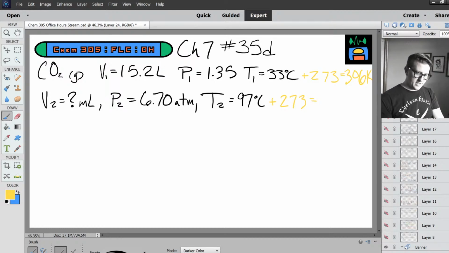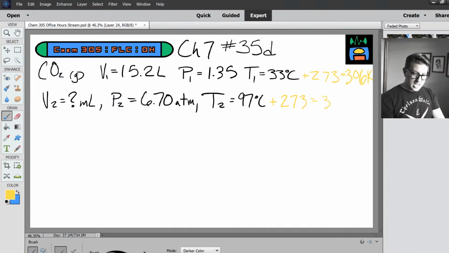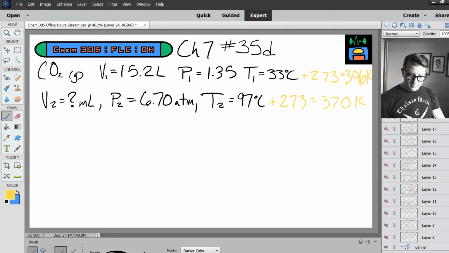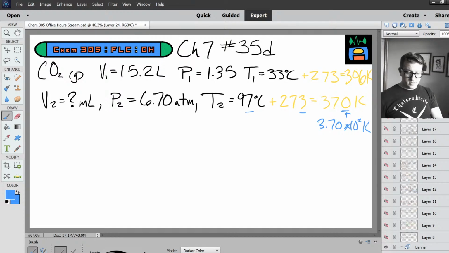Oh, and this is gonna be a pain. Not that big of a pain, but a little bit of a pain. So these two add to 370. The problem is the last significant digit in both of these numbers is in the ones place. We need a significant digit there, and that 0 isn't significant. So we got to write this as 3.70 times 10 to the second Kelvin. That way it has the right number of sig figs.